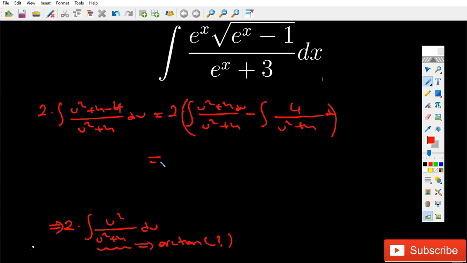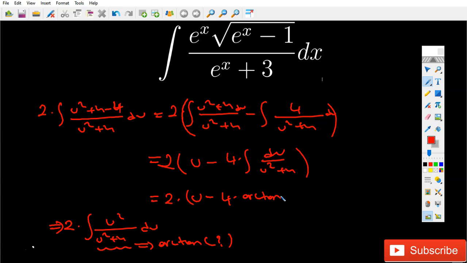Okay, so this is going to apparently be 1. So when you take the integral of it, you get just u, so 2u minus, and this is going to be equal to 4 times integral du over u squared plus 4. So u squared plus 4. Okay, and then 2 times u minus, it's going to be equal to 4 times arctangent u divided by 2 plus c.